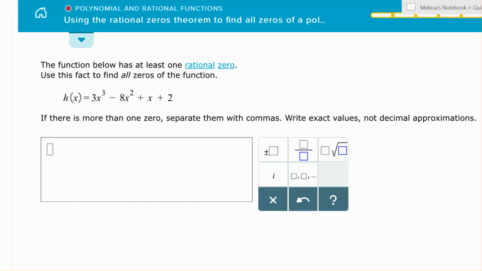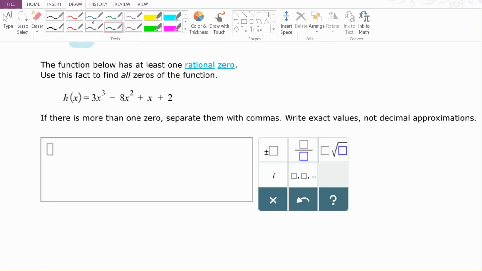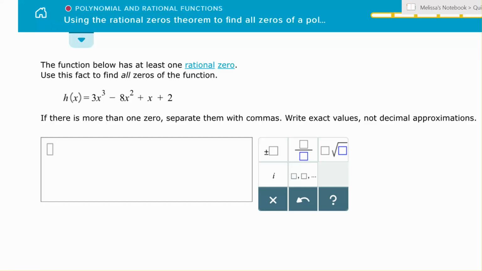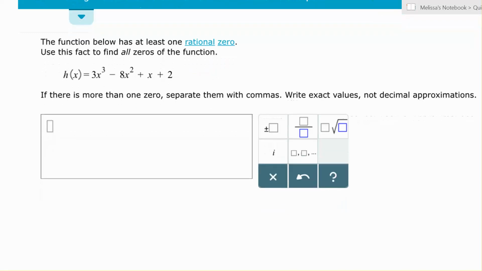Here is an Alex topic where we want to find all of the zeros of the function. So this function, 3x to the third minus 8x squared plus x plus 2, is not factorable. So the process is, first look at the degree, which is 3, and we know that we're going to expect 3 total zeros.